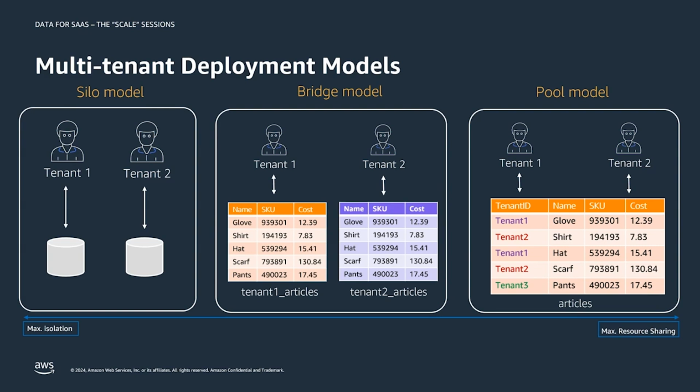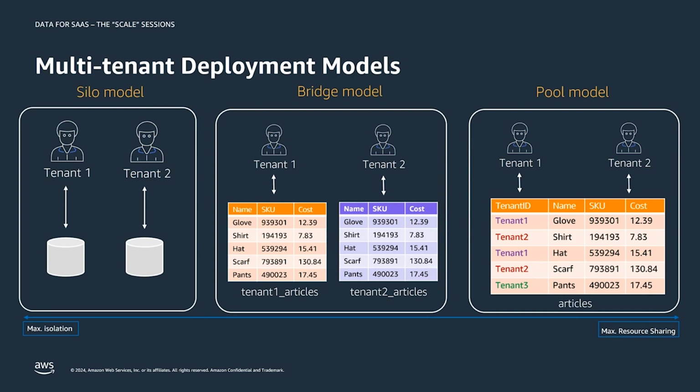Conversely, we have the pool model, which is where data for all tenants is stored in a common set of tables within a single schema, and you have to use concepts such as row level security to isolate the tenant data at a table or row by row basis.